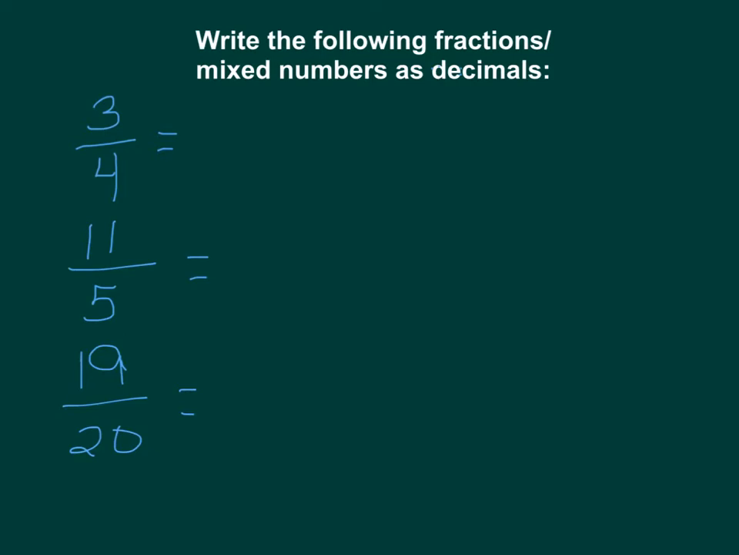So, to write the following fractions, mixed numbers, and improper fractions as decimals, remember fractions, mixed numbers, and improper fractions are just different ways of writing fractions. In order to do that, we need to remember that the fraction bar actually does mean to divide. So if I were to rewrite the first fraction using division, I would rewrite it as 3 divided by 4.